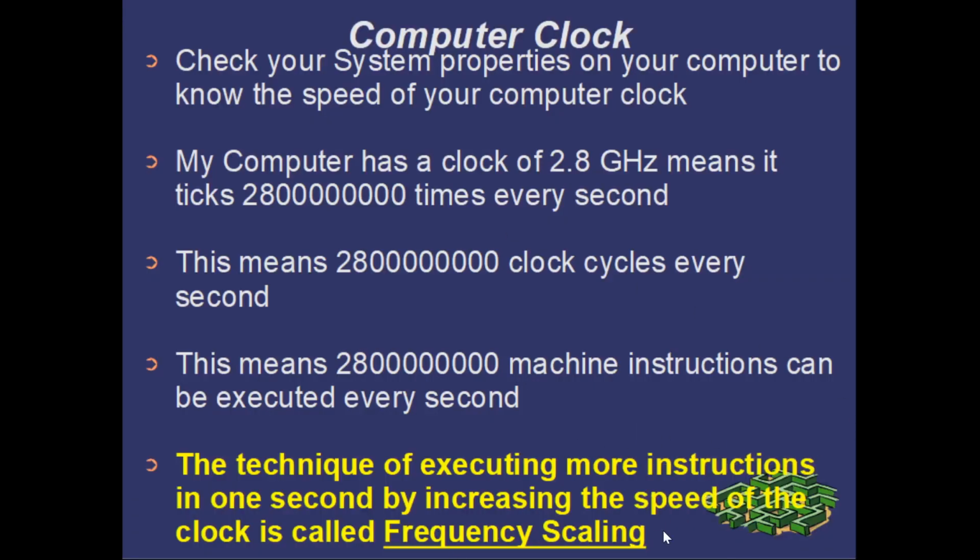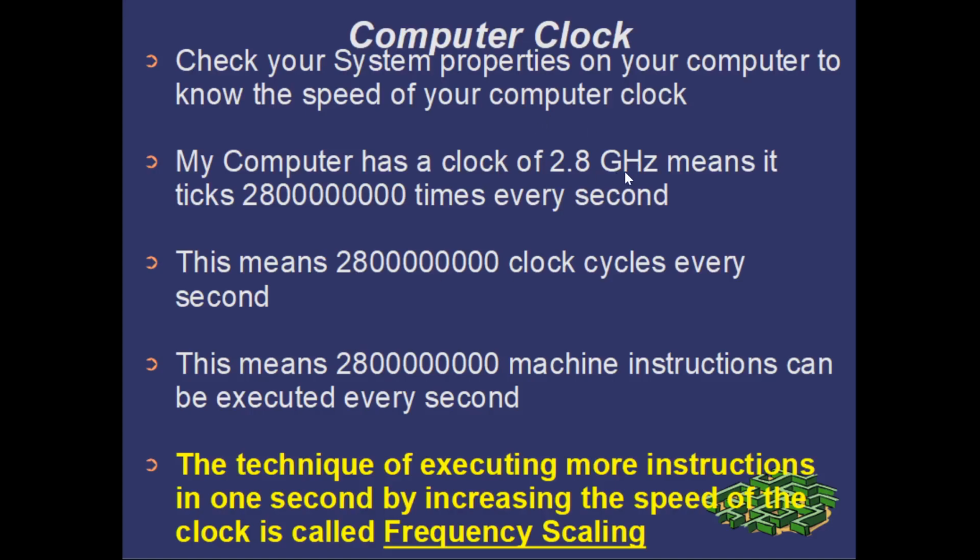So this technique of increasing the number of instructions per second by increasing the clock speed is called frequency scaling. Remember this word, frequency scaling. In the olden days we had one processor, and manufacturers would try to create a faster computer by creating a faster processor, which meant a very high frequency. Initially it was in kilohertz, then it went to megahertz, and now it is in gigahertz.